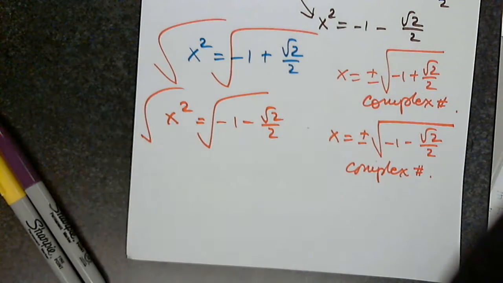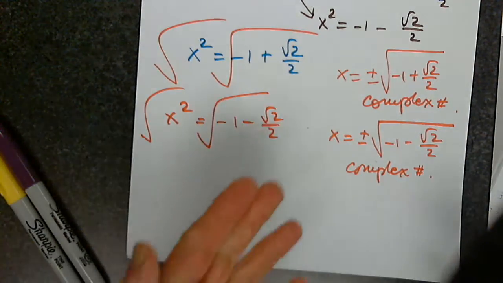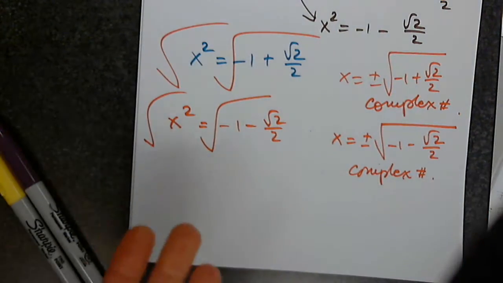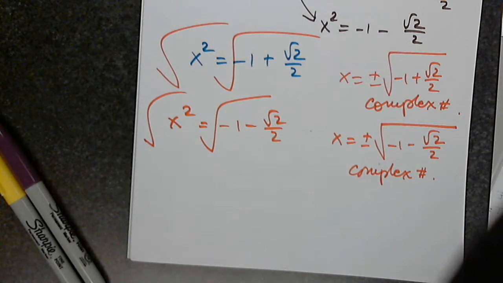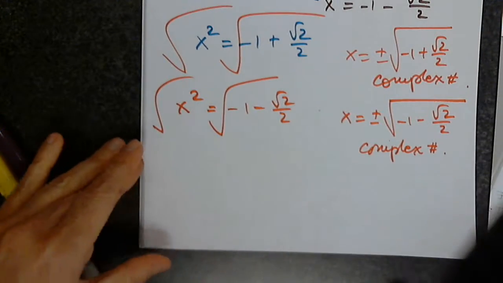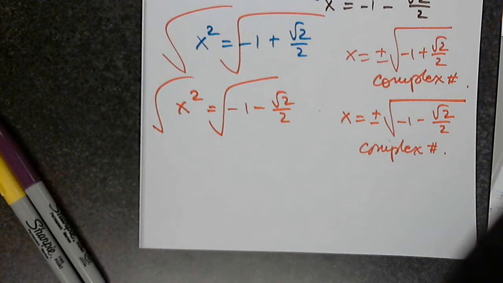I don't know how the book will present the solution. It may say no real solutions, which I will have to agree with, or it may say 4 complex solutions, which I will have to agree with. It turns out that this equation does not have real solutions.